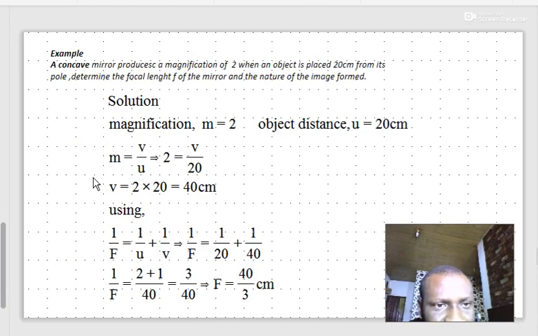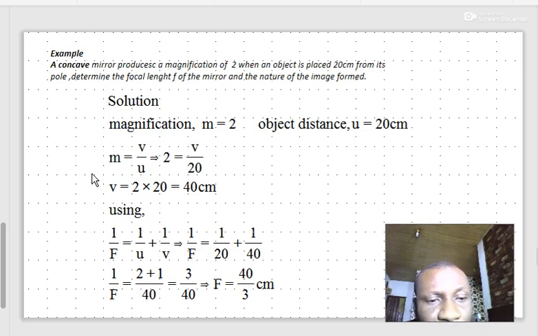Now, here we have a problem. A concave mirror produces a magnification of 2 when an object is placed 20 centimeters from its pole. Determine the focal length of the mirror and the nature of the image formed. Now, the magnification is already given to us as 2. The object distance is 20, and that means u. So the magnification, according to the last expression, m is equal to v over u. That means m is 2 and u is 20. If we cross multiply that, we will get v as 40.